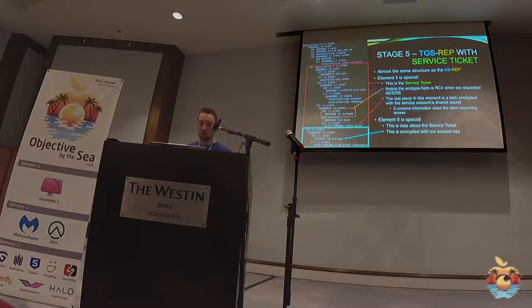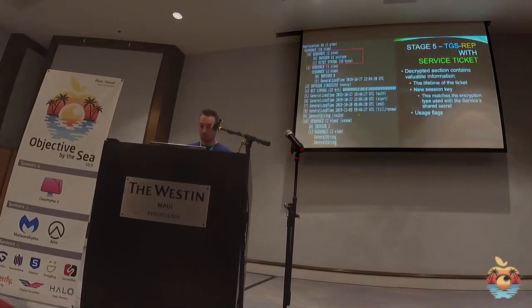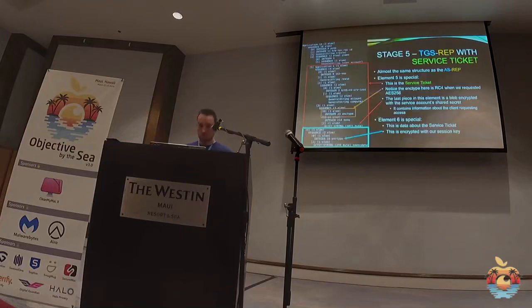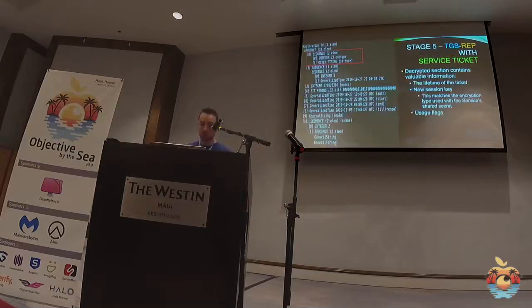Element 5 has our service ticket. Element 6 has information encrypted with the hash that we're using. So this is the service ticket, this is information, and again, notice, even if we use the AES-256 hash, we can get the result back being RC4, okay? So that second piece down there at the bottom, element 6, again, this one, our hash, the AES-256, is what we'll use to decrypt it and see another session key that we can use for further requests.